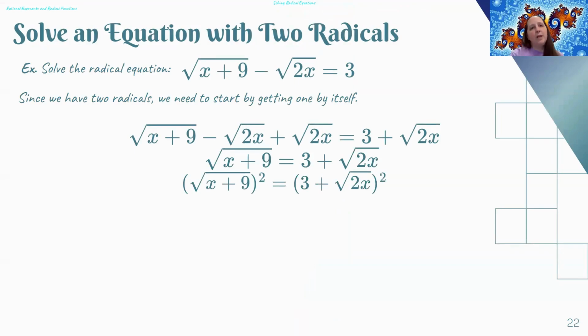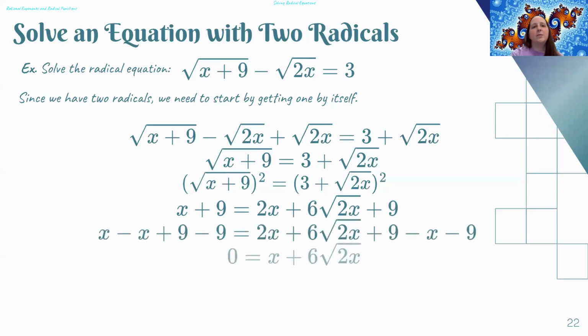So that gets rid of my left side radical, which is great. So I have 3 plus the square root of 2x times 3 plus the square root of 2x, which gives me 2x + 6 times the square root of 2x + 9. Okay. I subtract x and 9 from both sides, so I get 0. Okay. Then I'm going to try to get 1 radical by itself. So I subtract x from both sides.